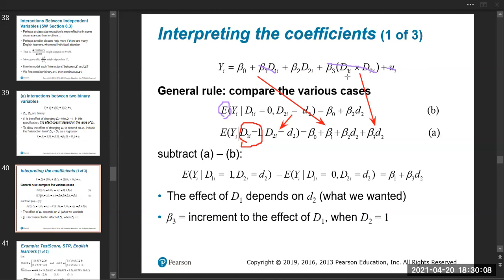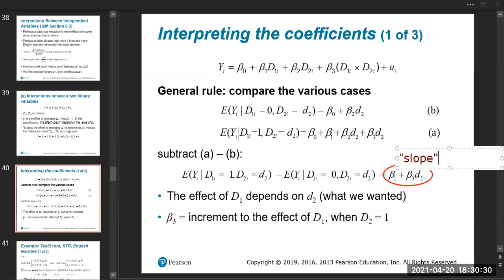Now we subtract equation A and equation B. What we get is beta 1 plus beta 3 times d2, lowercase d2. All right, so what is this? This is the slope that we are talking about.